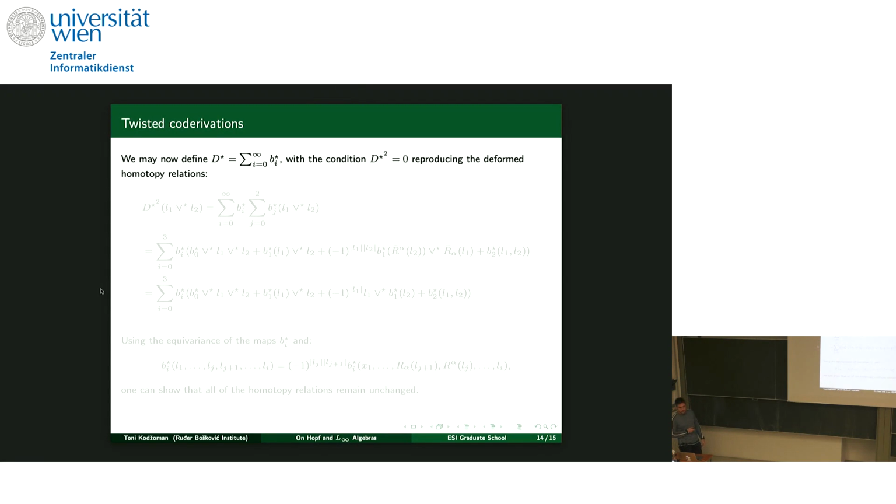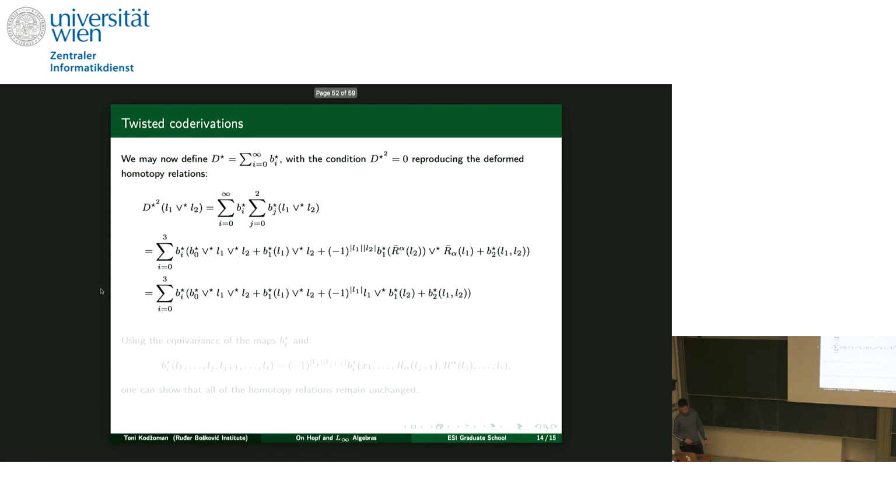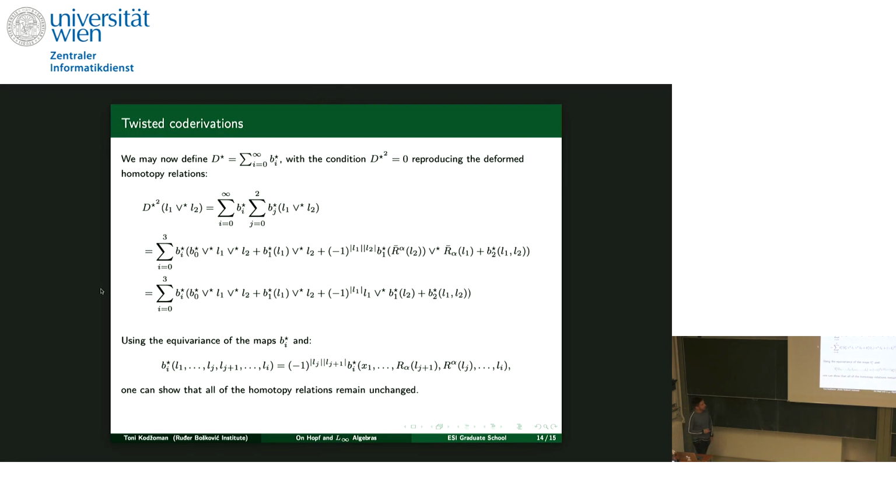So we define D star, once again, as the sum of BIs, just as we did before, and we can reproduce the homotopy relations by demanding that D star squares to 0, that it be nilpotent. And what we get by using the equivariance of the maps BI star and the following identity is that the homotopy relations themselves remain formally unchanged. So the only difference is that the BIs turn into BI stars, and that for elements with n equals 3 and higher, we get the R matrix elements induced within these equations.